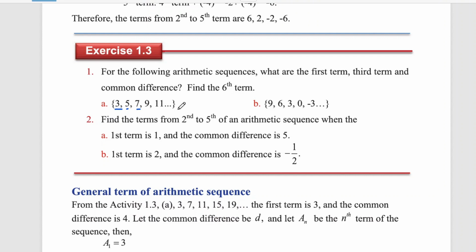So common difference is 2. 11 plus 2, 13. The sixth term is 13.